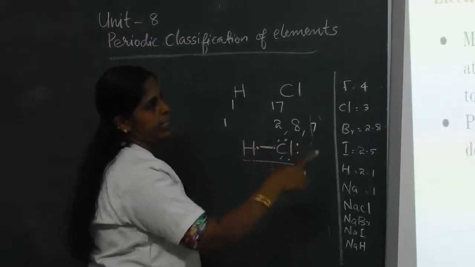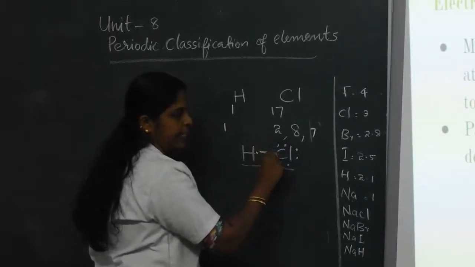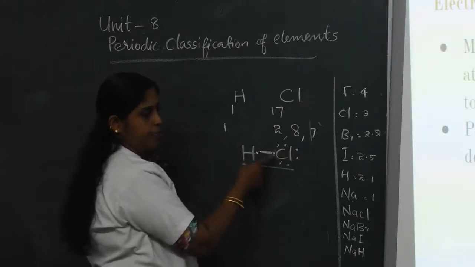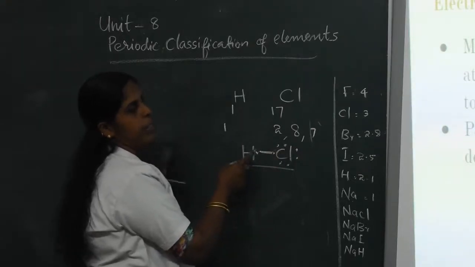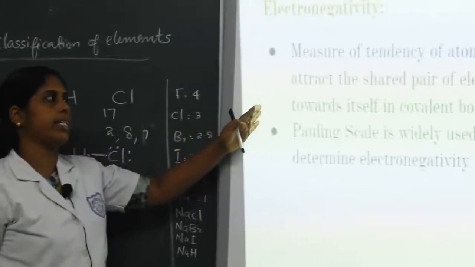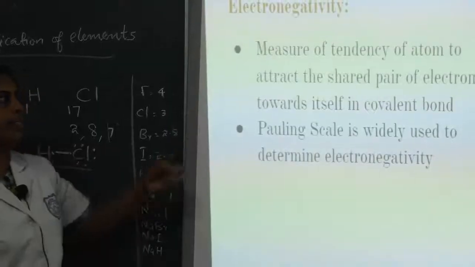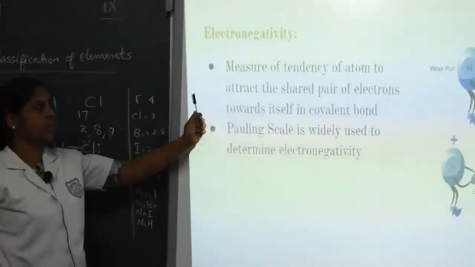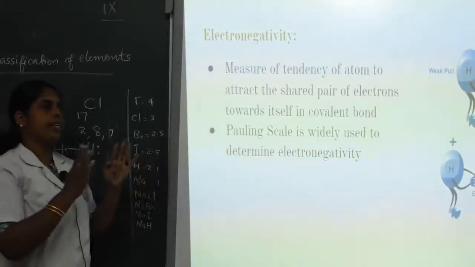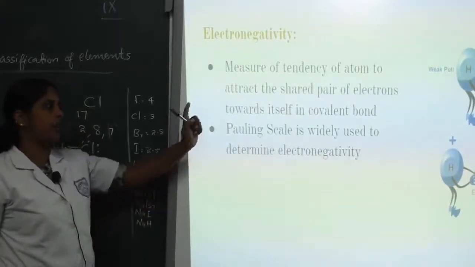Here the chlorine attracts the hydrogen's electron towards itself. That tendency of an atom to attract is known as electronegativity. Electronegativity means the tendency of an atom to attract the shared pair of electrons towards itself in a covalent bond. Covalent bond means only sharing of electrons.